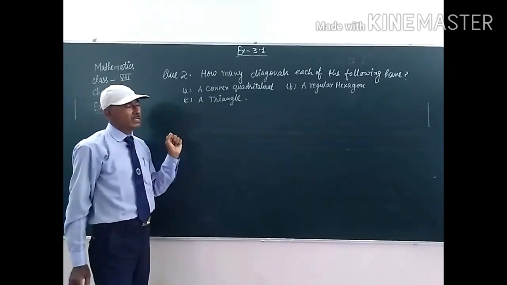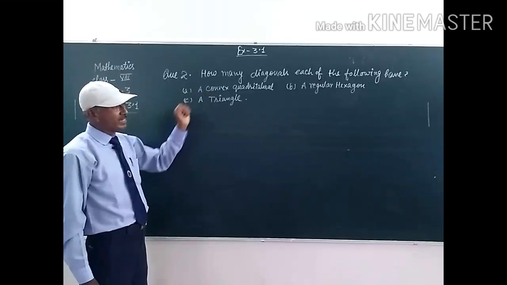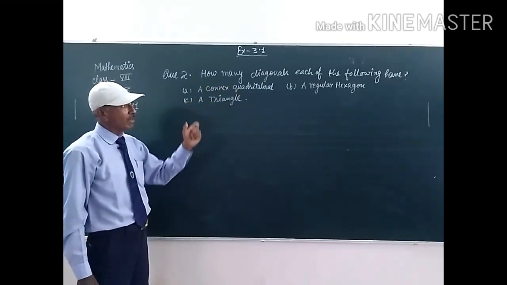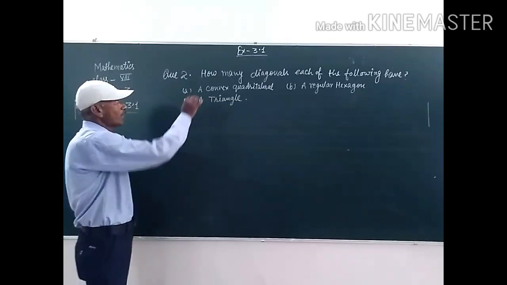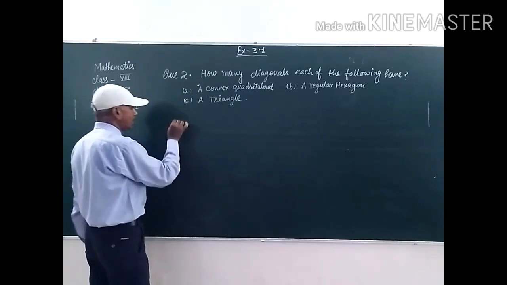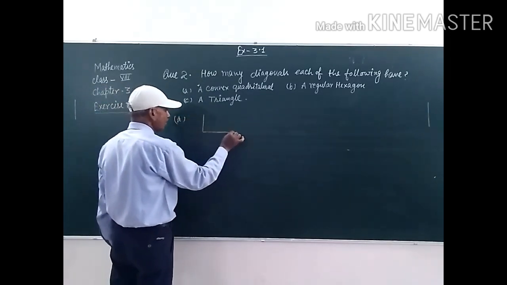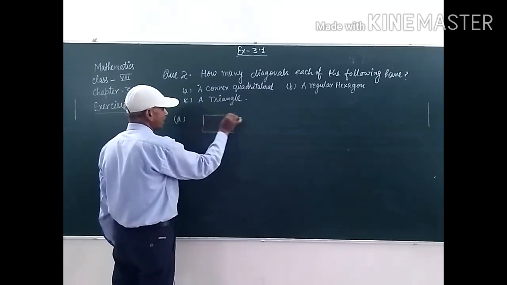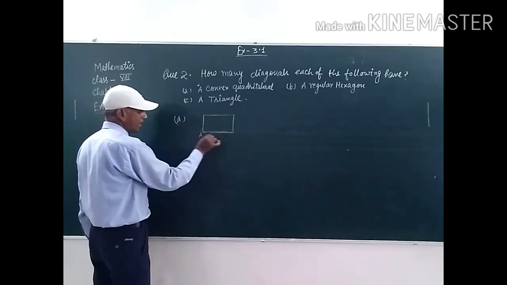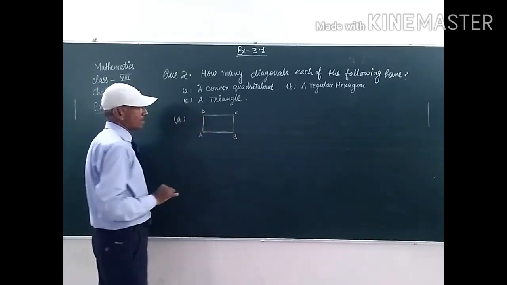Students, in this question we have to find out the diagonals of these figures. How many diagonals does each of the following have? So first of all, we will take a convex quadrilateral. This one, student, is the figure of a convex quadrilateral A, B, C, D.